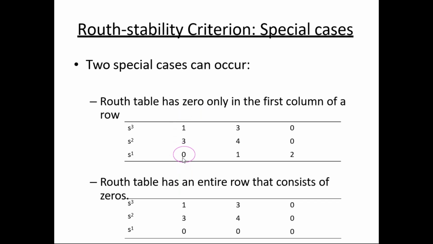If any one element is 0, that is case 1. In case 2, the Routh table has an entire row that consists of zeros. That is the second category. So in total we have 3 categories: the normal Routh array; second, if one of the elements in the first column is 0; and third, if an entire row becomes 0. So these are the 2 special cases we can see in the Routh array.